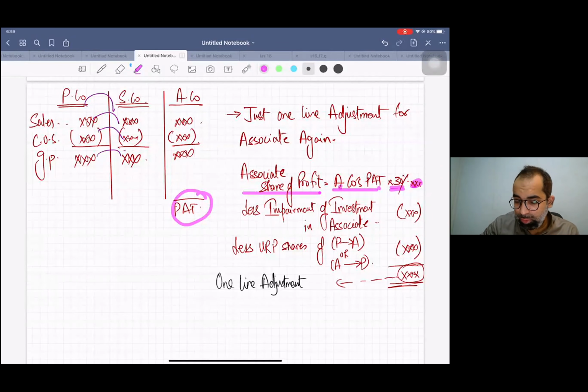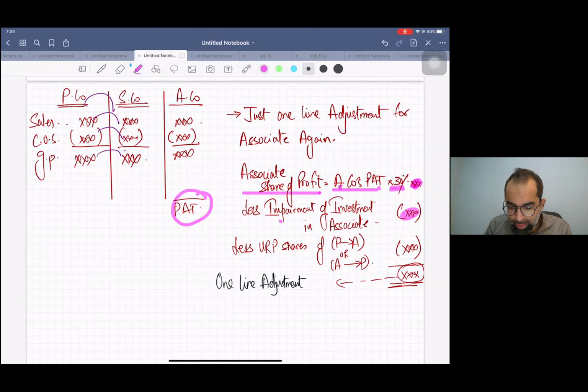Please be careful. So first thing is this. Now, second thing, if there is some impairment of associate, that means that's definitely parent company's loss. So simply adjust that impairment of investment in associate loss here. So automatically your associate share of profit will go down. And when your associate share of profit goes down, automatically this will affect consolidated income statement.